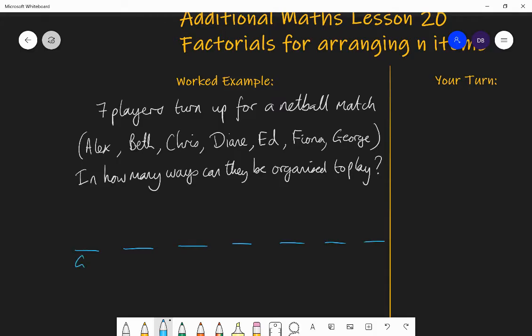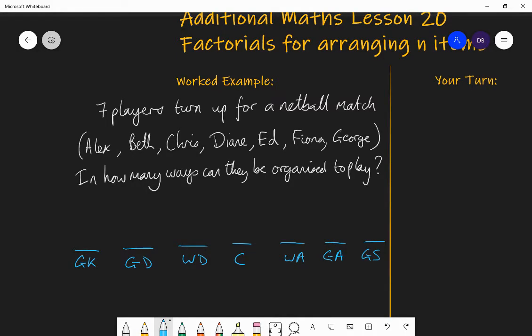Okay, so we have the goalkeeper, we have the goal defense, we have the wing defense, we have the center, the wing attack, the goal attack, and the goal shooter. Okay, and we need to fill each of these positions with one of those players. So I could start with just the goalkeeper. I have 7 choices of goalkeeper. Okay, it could be any of Alex all the way to George.